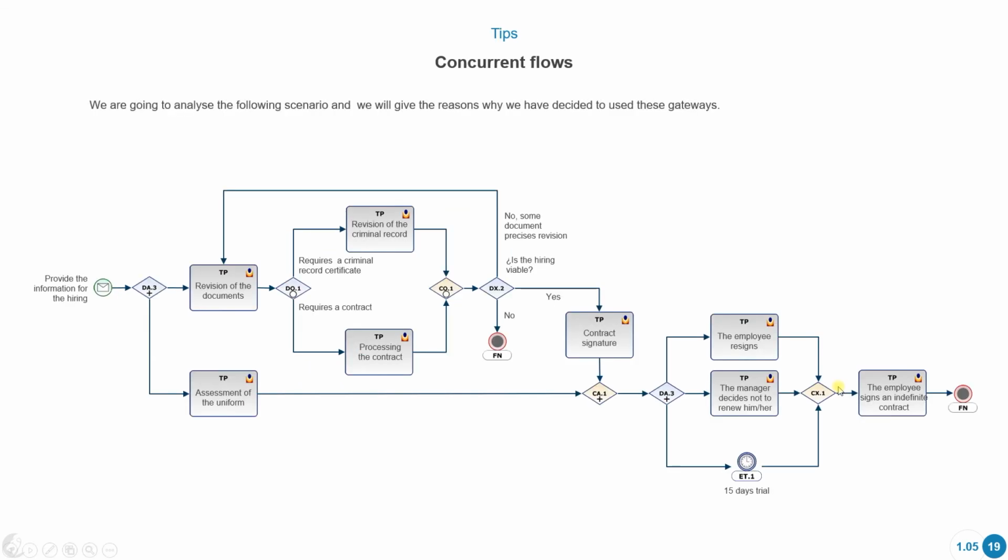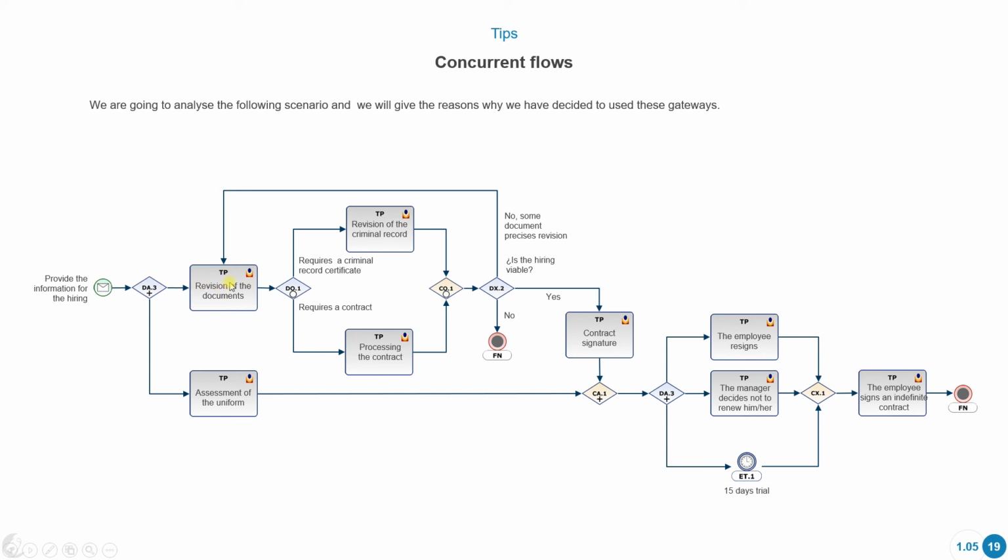Okay, so here we have our last scenario. In this scenario, we're using a lot of gateways, so we're going to explain a little bit how these gateways are being used. First of all, we have a start message event and we have a DA gateway here. The DA gateway is allowing the flow to be split in two. It's going to go this way and it's also going to go this way. And here we can see we have a CA gateway. Let's see what happens up here.